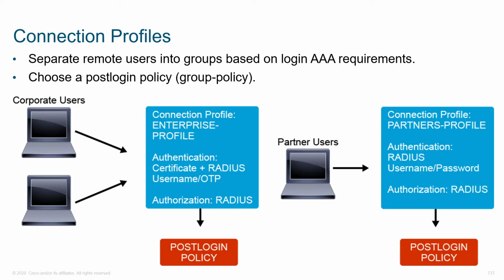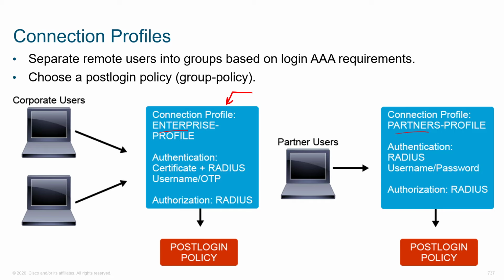Connection profiles are used to associate AAA requirements with remote users as they connect into the environment. So when a user connects into the organization, they'll select which connection profile they're going to use. This will typically be based on a group name, such as enterprise or partners. If you're a corporate member, then enterprise. If you come from a partner, you would select partner when you authenticate.